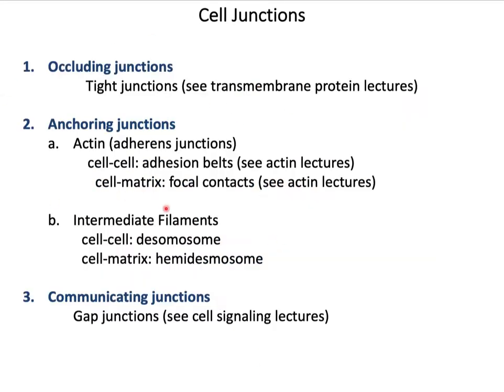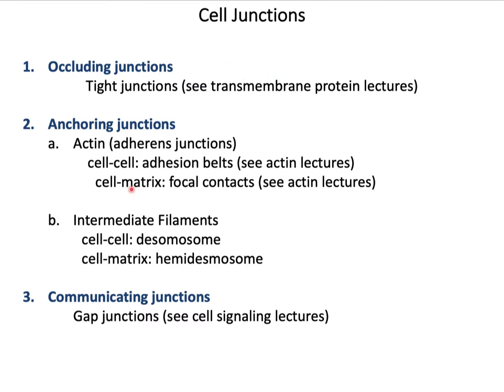And so there are three main groupings of junctions. And I think what might surprise you is that we have looked at all of these structures in other contexts throughout the course of this semester. So one type of junction is known as the occluding junction. An example of an occluding junction is a tight junction. And we looked at tight junctions when we were studying transmembrane proteins and transport across membranes.